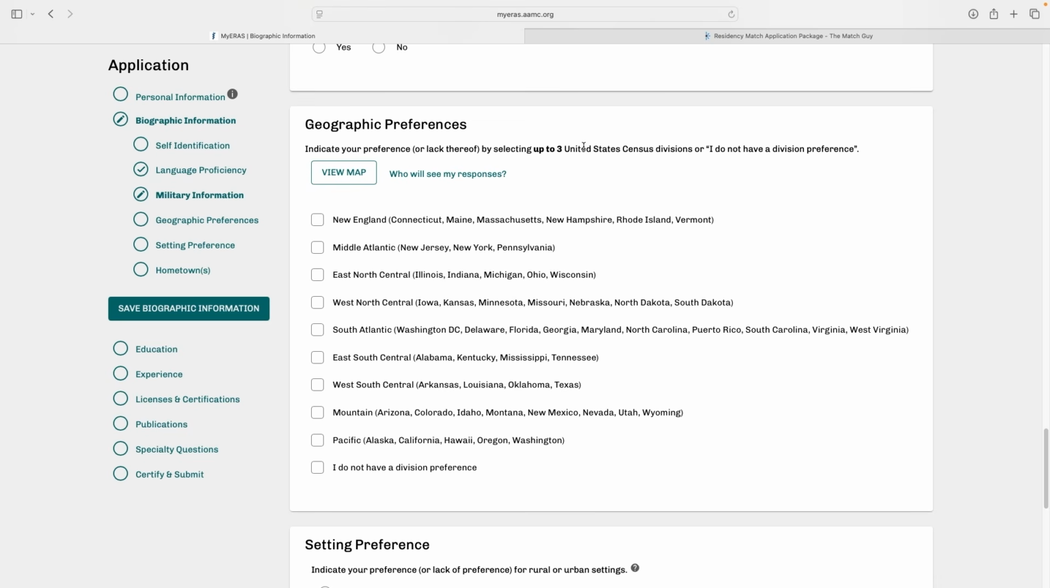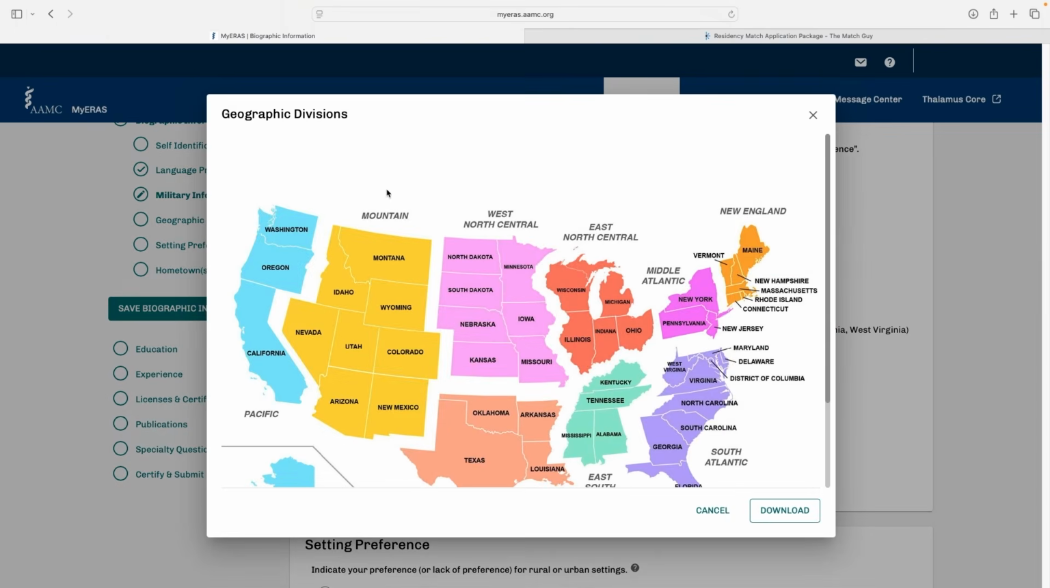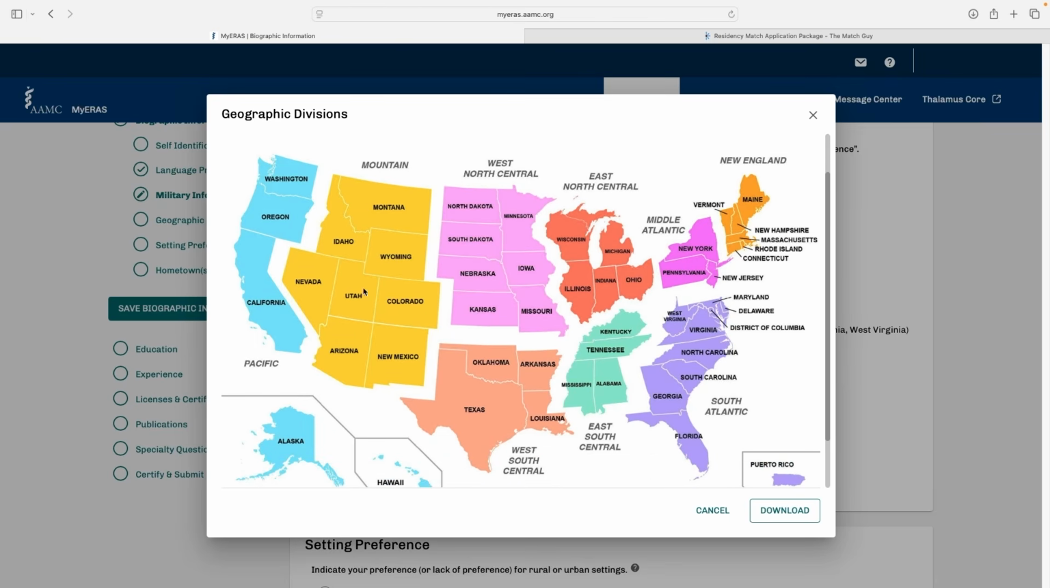I don't personally recommend picking "I don't have a division preference" or not picking a preference, because some programs might be inviting applicants, or that factor might play an important role in them inviting applicants of the same geographic preference. So you have here the different regions, and you can see the different states inside that region. So you're allowed to pick up to 3, so make sure you pick 3. And here you can see the map with the different areas and what they're called and which states they include.